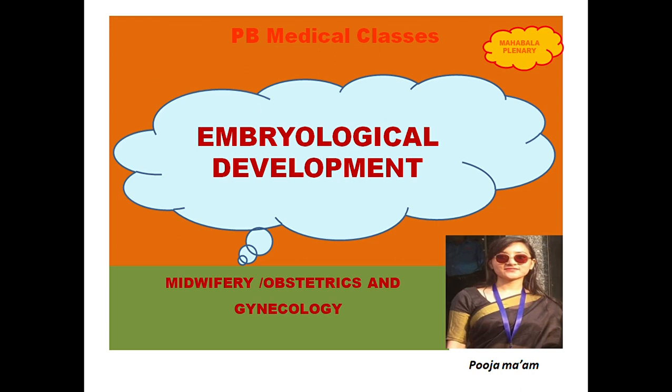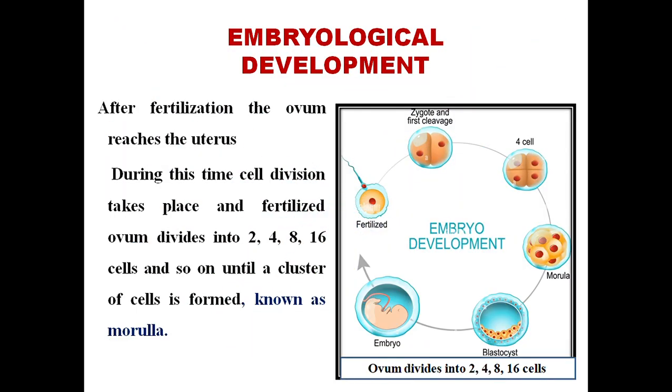Hello everyone, today's class is embryological development, which means that after fertilization the ovum reaches the uterus, and during this time cell division takes place and the fertilized ovum divides into 2, 4, 8, 16 cells and so on, until a cluster of cells is formed, known as the morula.